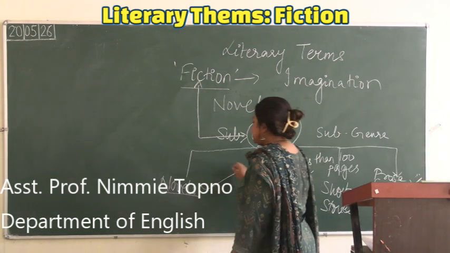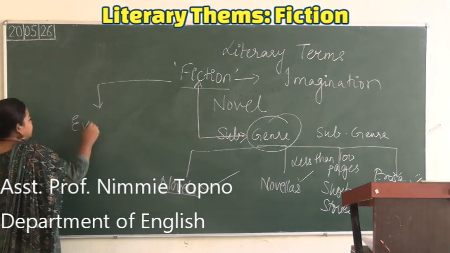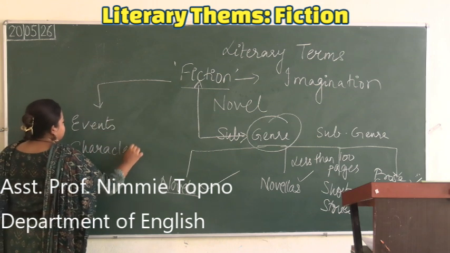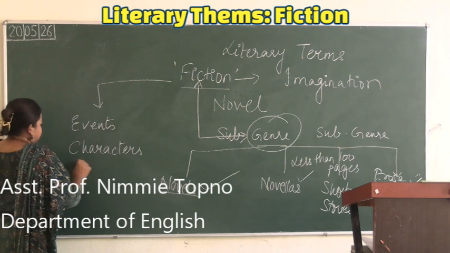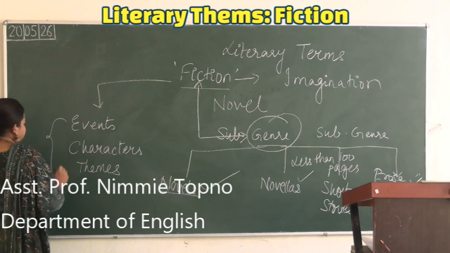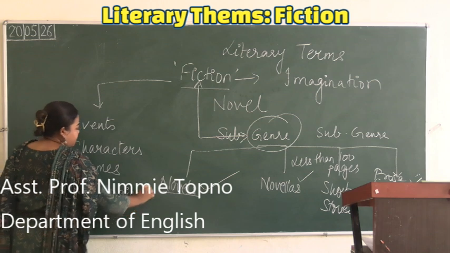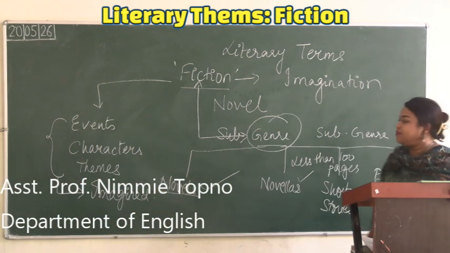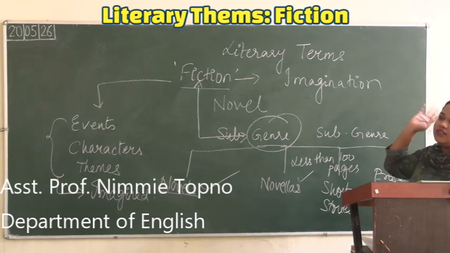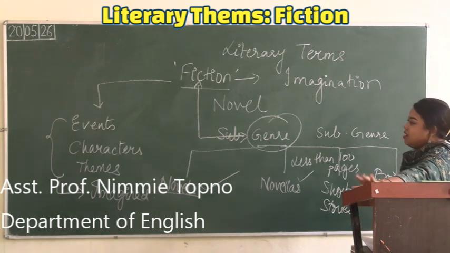So now, what does a novel have basically? Sorry, what does a fiction have? You have events, you have characters, you have themes in it. But all these things should be what? It should be imagined, right? Unless you have imagination, you cannot have fiction. Fiction means anything which is imagined. Okay? Understood?